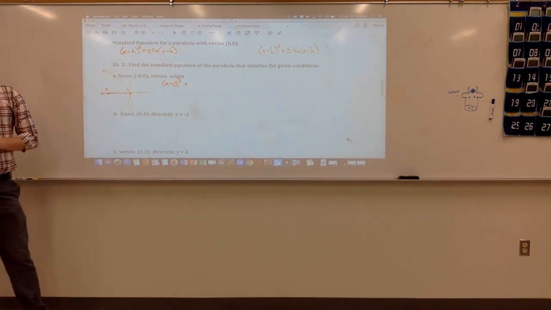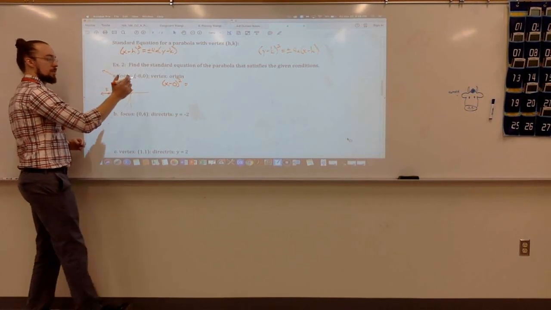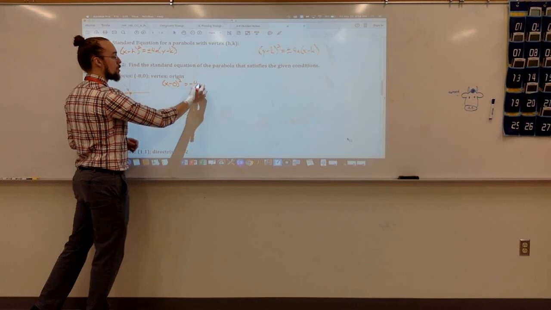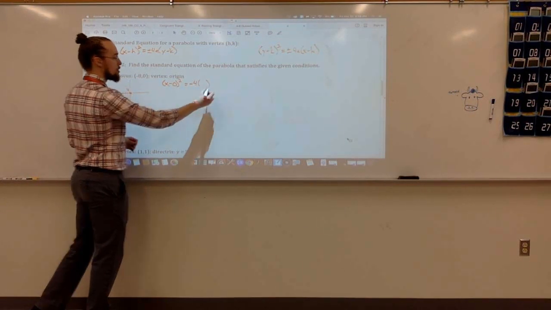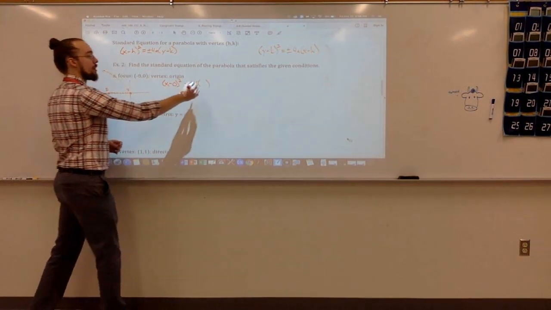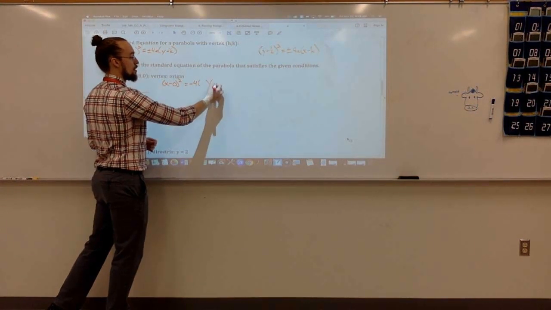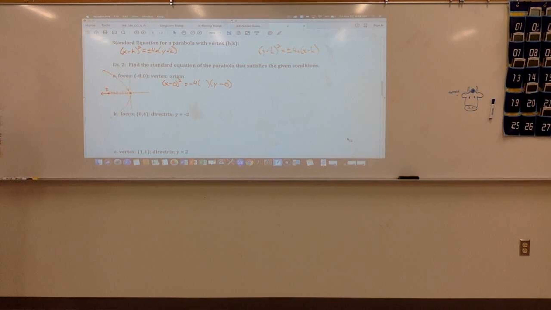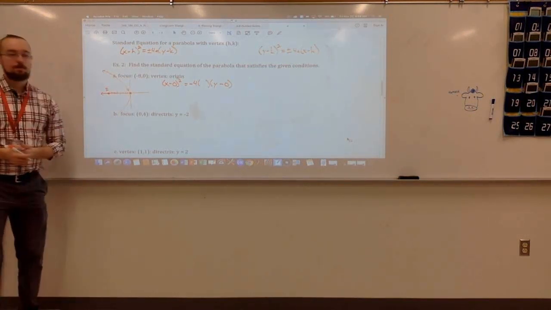Did I already ask whether the right side would be positive or negative? Yeah, so we said it would be negative. So negative 4 times a. We still don't know what a is, but I know that the k value will be 0, right? How do I figure out what a is?